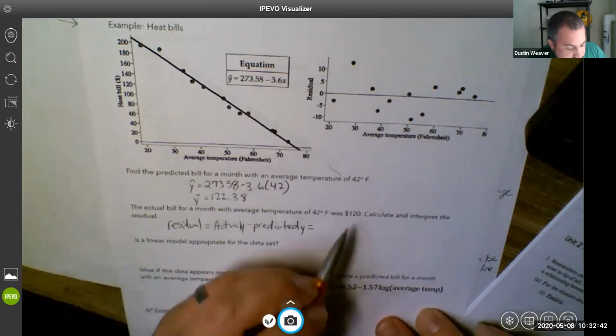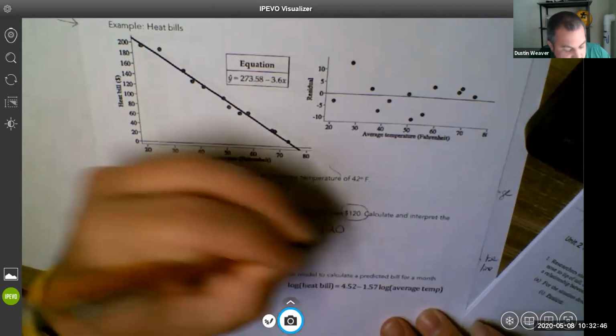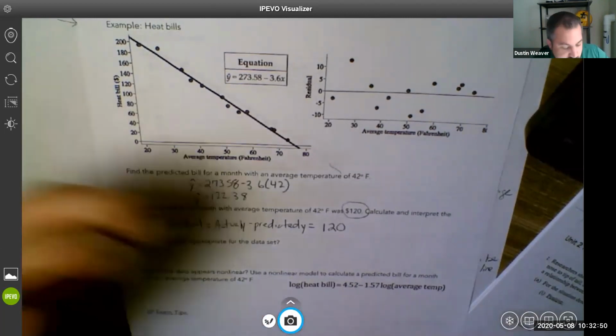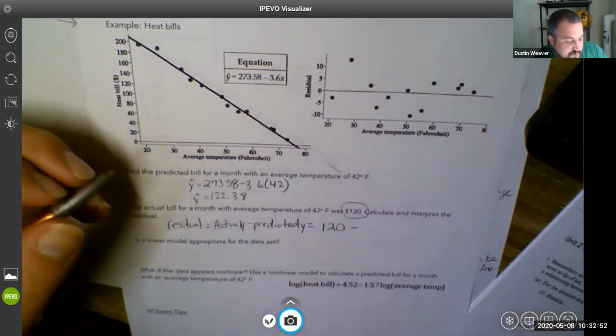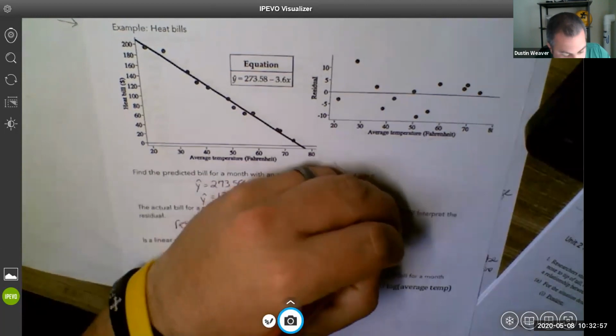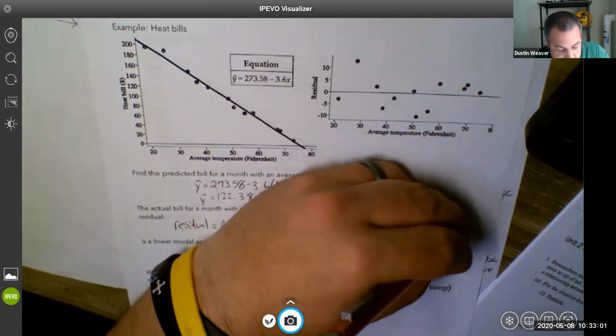So the actual Y was $120. So it actually cost $120 when it was 42 degrees. That's how much it actually cost us. It was predicted to cost us $122.38. So we get a residual of negative 2.38.